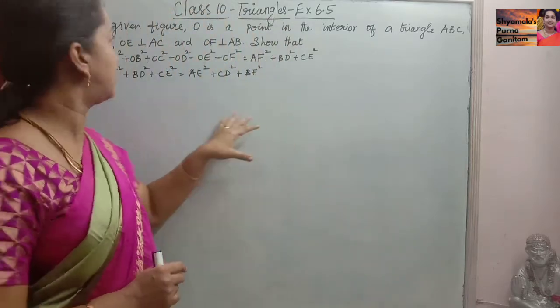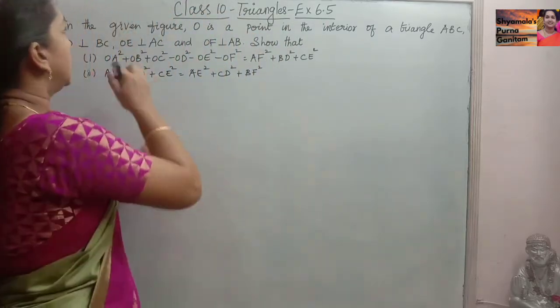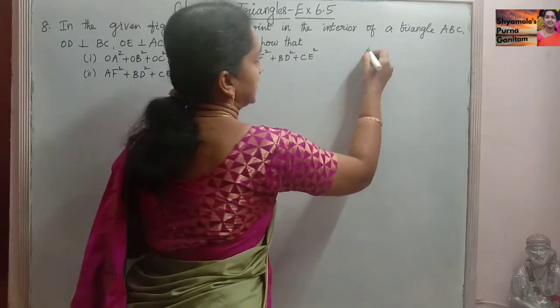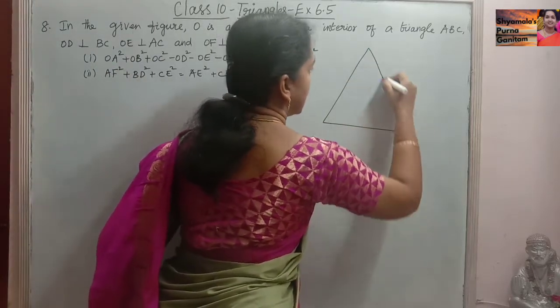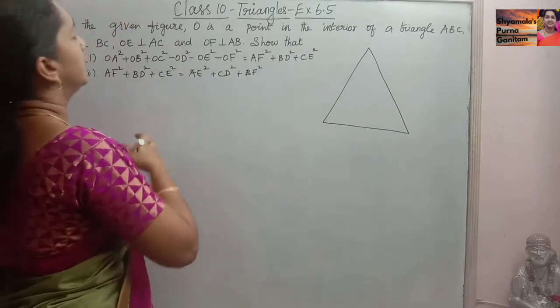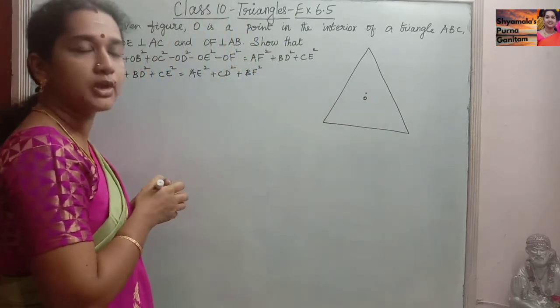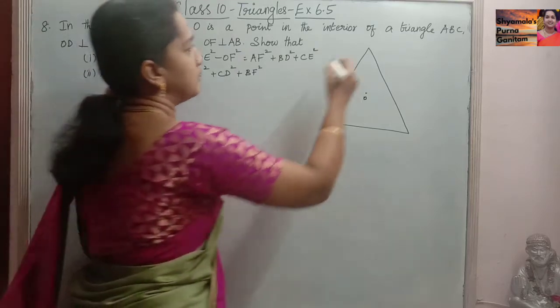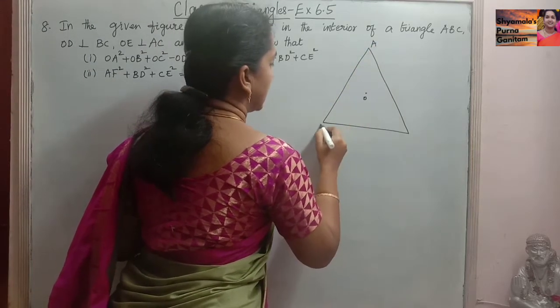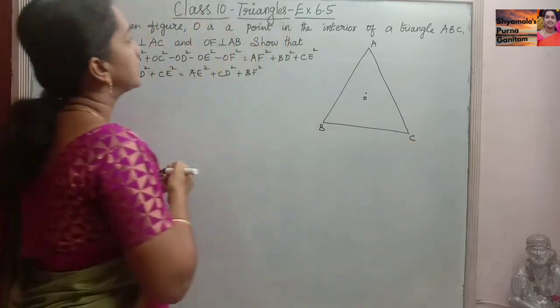Exercise 6.5, 8th sum. In the given figure, the figure is given. O is a point in the interior of a triangle. There is a point O in the interior of triangle ABC. So here we have ABC.